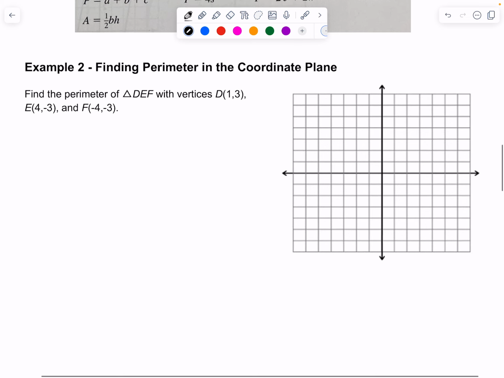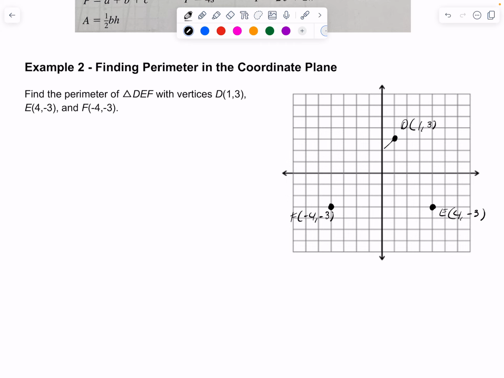All right, so let's start with a triangle, DEF. So I'm going to plot DEF, so (1, 3) is point D. (4, -3) is point E, and then point F is (-4, -3), that is point F. So we have F, (-4, -3). D up here was (1, 3), and this was point E, which is (4, -3).